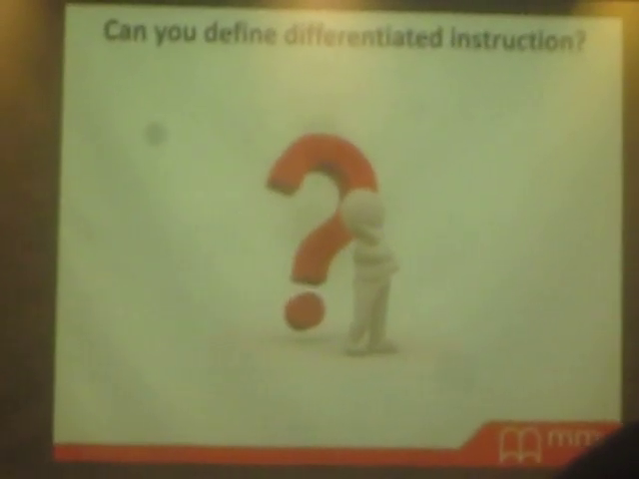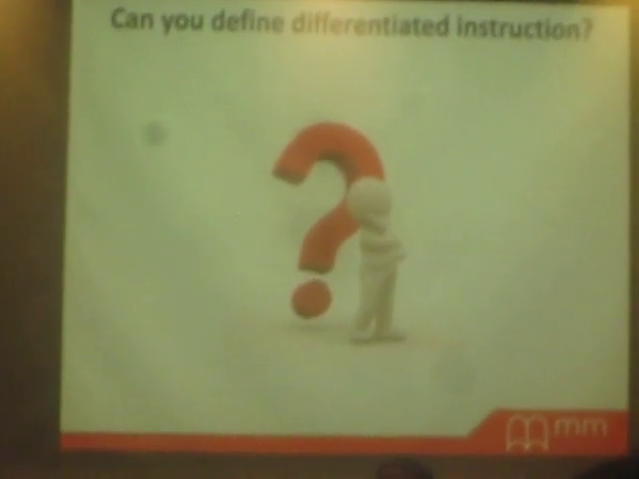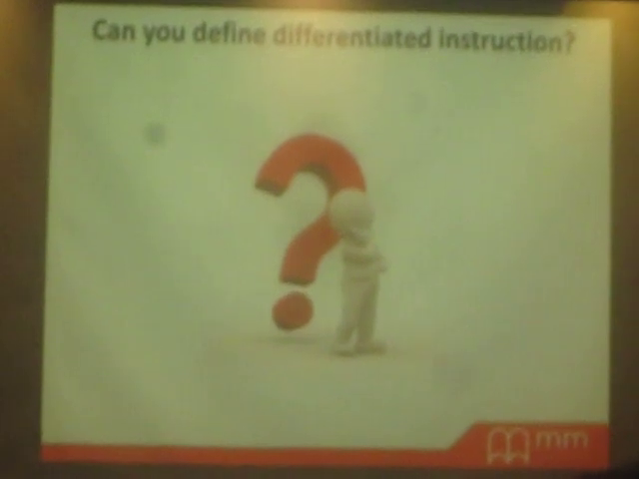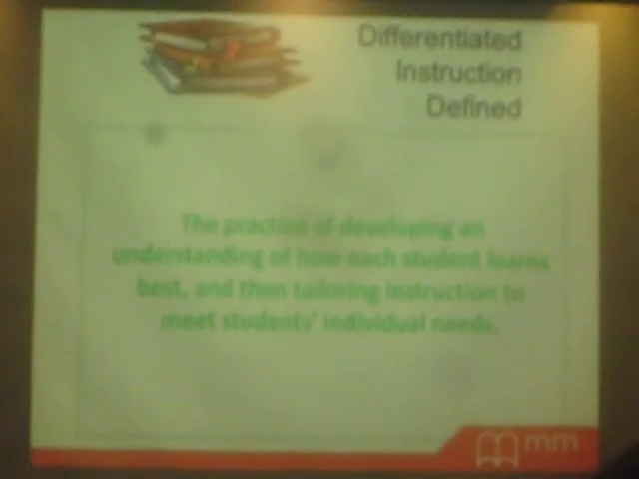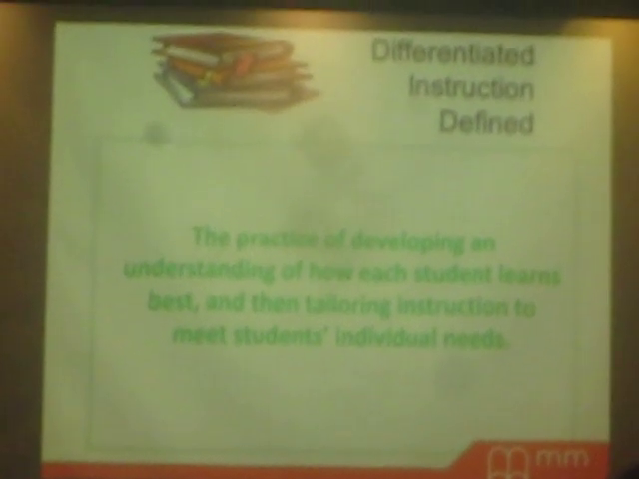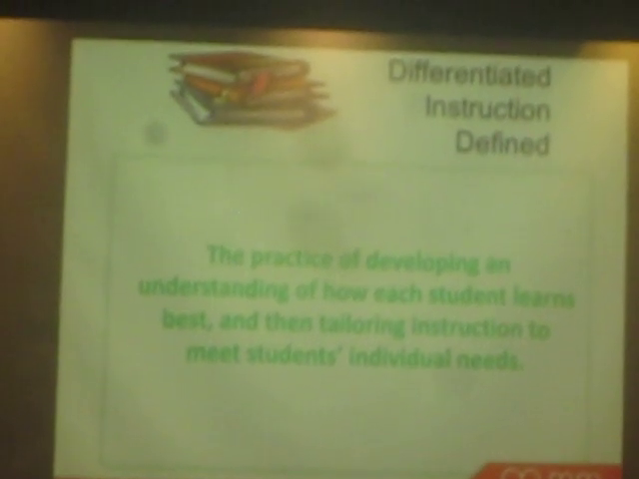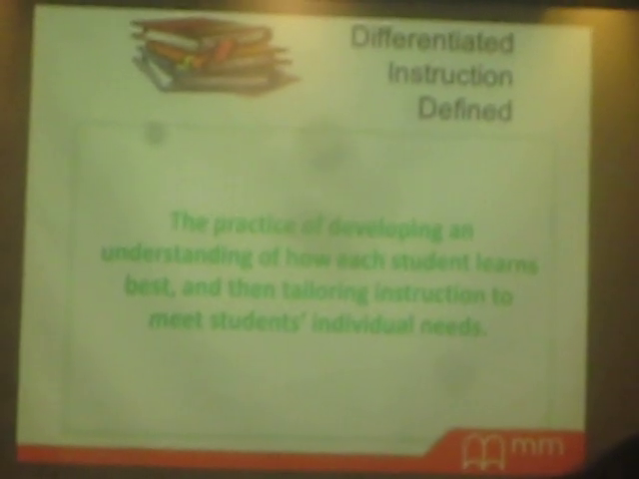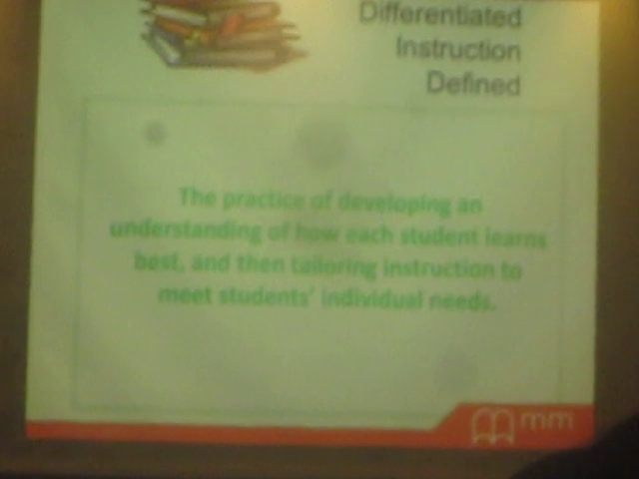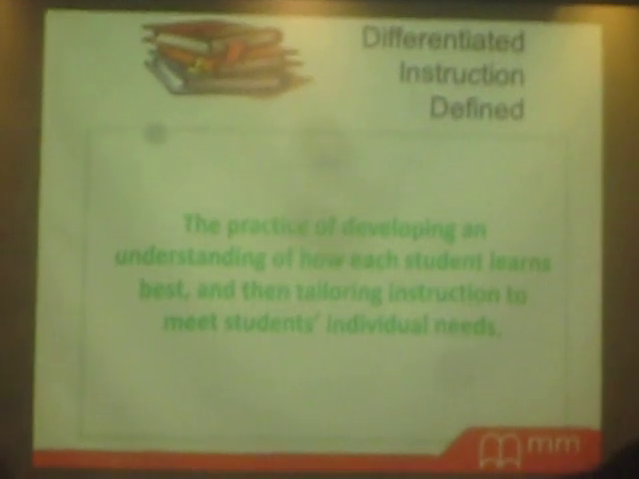Flexibility. Flexibility is one thing. Empathy, showing empathy. Adaptation. Adaptation, great. So, if we Google, we're going to find some definitions that more or less make up what differentiation is all about. The practice of developing an understanding of how each student learns best, and then tailoring instruction to meet students' individual needs. Right, so I guess some tailoring must be made there, right?